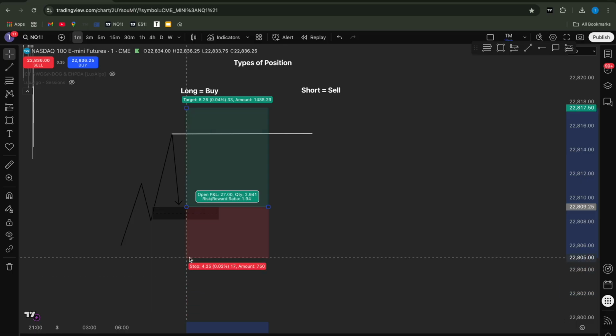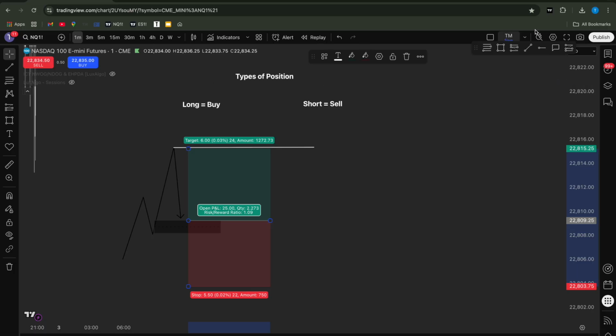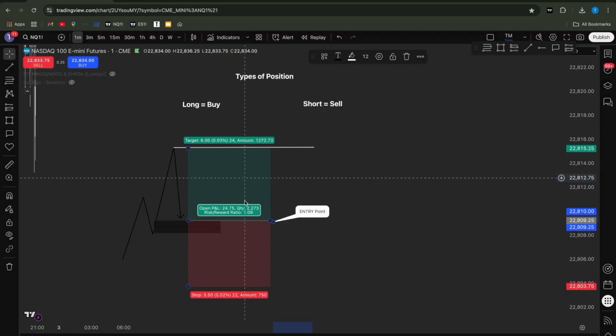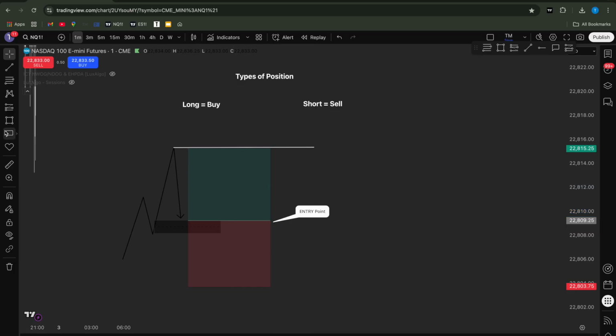So a buy position has a few parts to it. You have the green bit. Remember, it's a buy position. So this line here is your entry point. You'll always see this, because you'll always mark out your trades on TradingView, whether you take it on TradingView or on MetaTrader. So that there is your entry point. This, where the green ends, is your target, and that is known as a take profit.